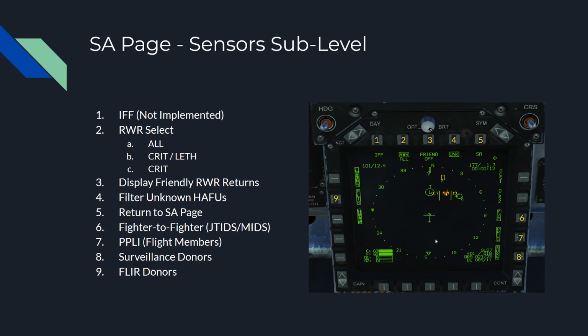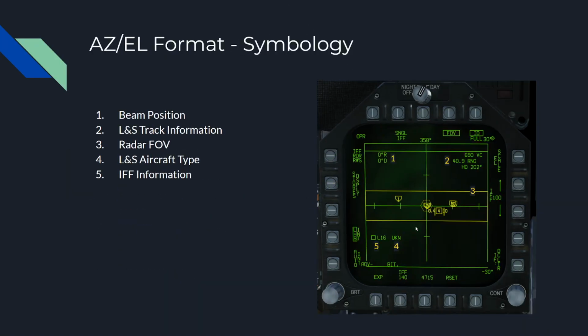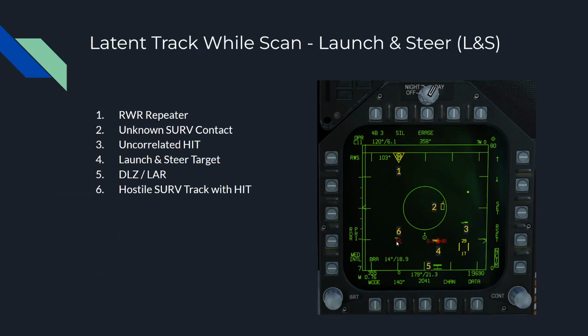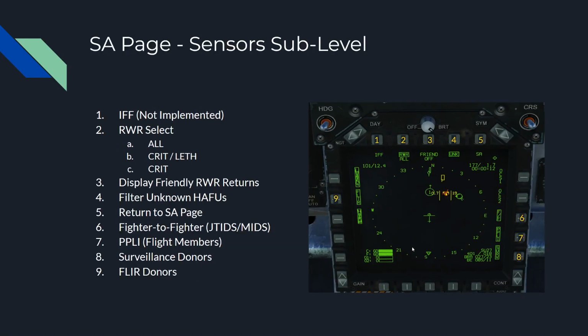So that'll be those smaller HAFUs, where were they? I need to go back. So these guys, you'll see this on the SA page. If you turn off surveillance, you won't get these hits anymore. Yeah, so that'll turn off surveillance donors.